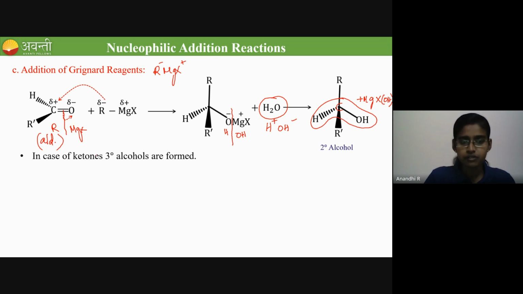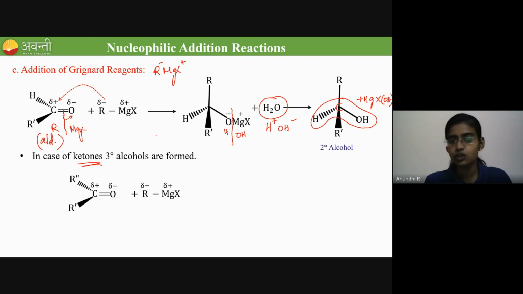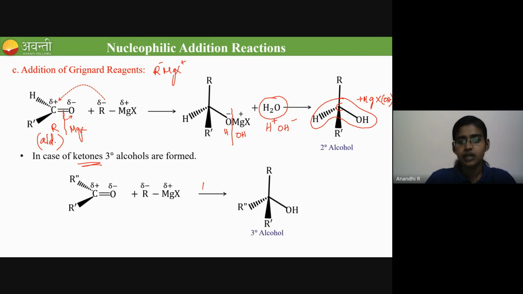In case of ketones, tertiary alcohols are formed. If you take ketone as a reactant, you will get the tertiary alcohol. So you can see here, both the groups are alkyl groups, and on addition of this RMgX followed by hydrolysis, you can add water here. On hydrolysis it forms tertiary alcohol. You see, to this carbon, all the three groups are alkyl groups. So we are having only COH. So if a compound has only COH, it is called what? Tertiary alcohol.